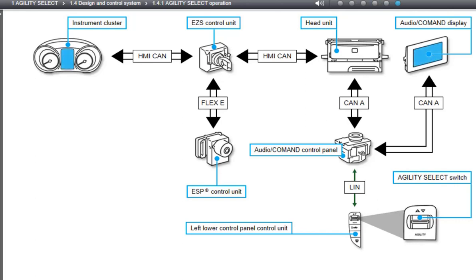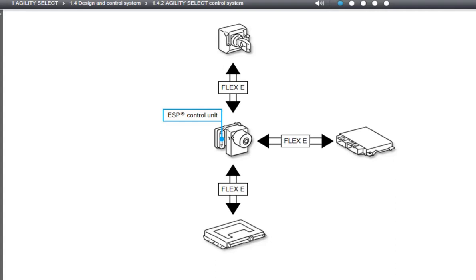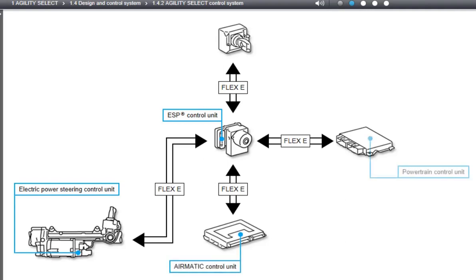The latter then specifies the transmission mode to the vehicle's systems, which is indicated simultaneously in the audio command display and in the multifunction display of the instrument cluster. The Electronic Stability Program Control Unit requests the implementation of the selected transmission mode from the concerned control units via the chassis FlexRay. They include the control units of the electric power steering, the Airmatic, and the drivetrain.